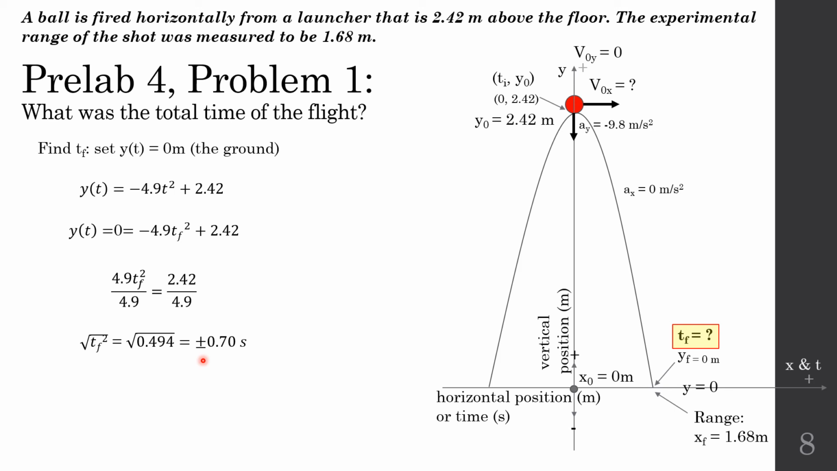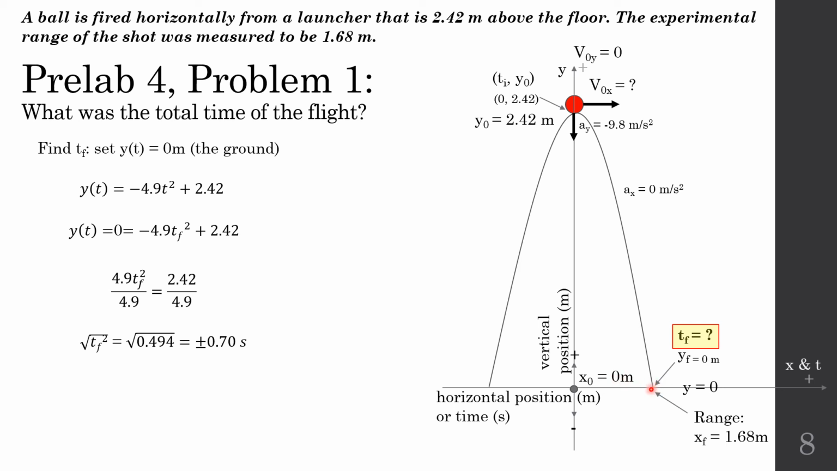Now, how do we decide which one is right? Is it plus or is it minus? There are two ways that you can do this. You can look at your drawing and ask, how did I define my origin? This is 0, 0 here, and to the right of it is positive. Well, that means that my positive root has to be the right one.